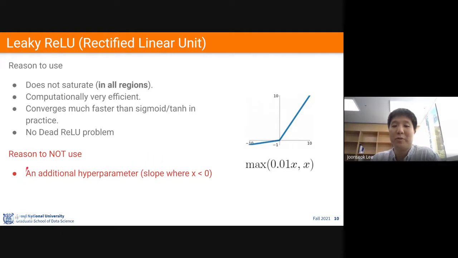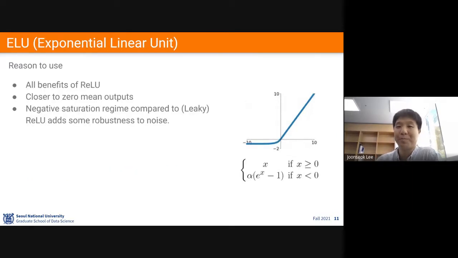I said this is a reason not to use it, but it's not really serious. One drawback of this approach is we have to decide what this slope should be, the slope where x is negative. So leaky ReLU is quite a good choice for most neural networks, overcoming the drawbacks of the ReLU.